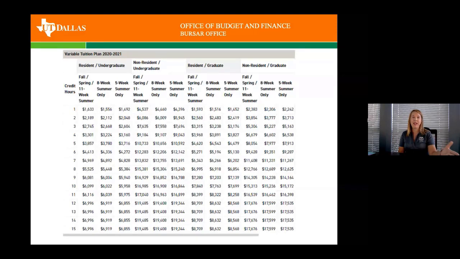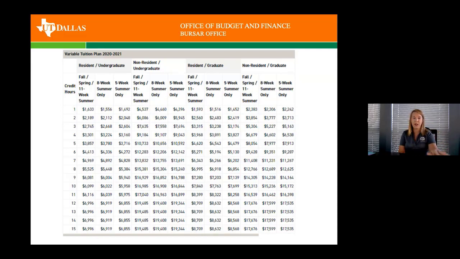This is just an image of our tuition plan. Sometimes students do get confused, so I do like to show what the plan looks like, because when you go out, it just looks like a bunch of dollar amounts on the screen. So if you look at it, you can see that it's broken down in resident and non-resident tuition. You have undergraduate and graduate students.